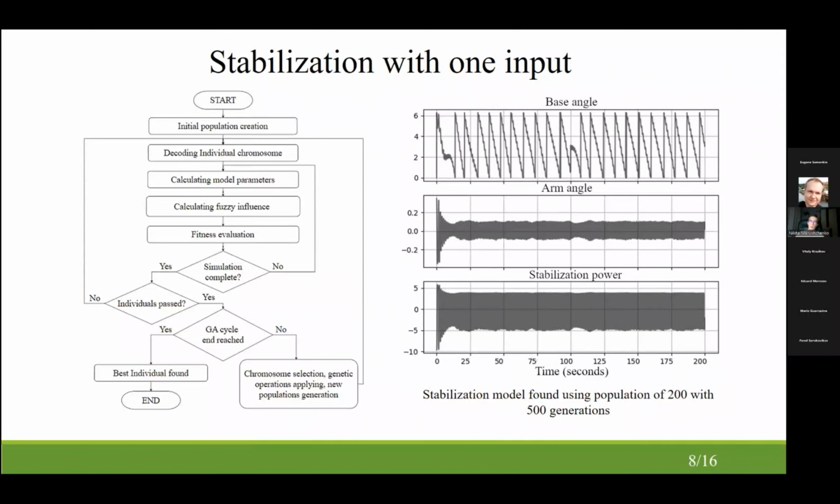On this slide, on the left, the whole logic of the algorithm is shown. It has functions of the genetic algorithm, like chromosome selection, genetic operations, new population generation, and also it has some functions of the fuzzy logic module, like calculating fuzzy influence. It means calculating stabilization power.